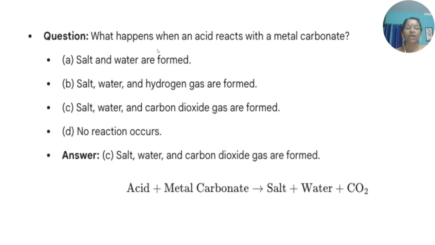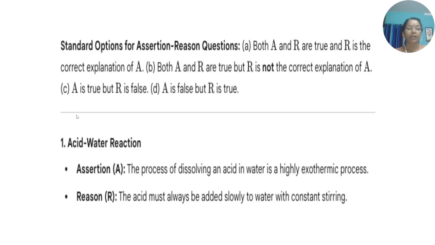Next question is, what happens when an acid reacts with metal carbonate? We discussed already. Acid plus metal carbonate gives salt, water, and carbon dioxide gases. Salt, water, and carbon dioxide gases formed. Option C. Okay. Next question.